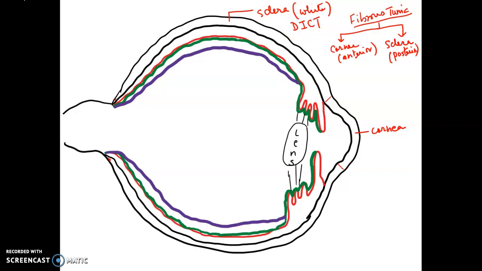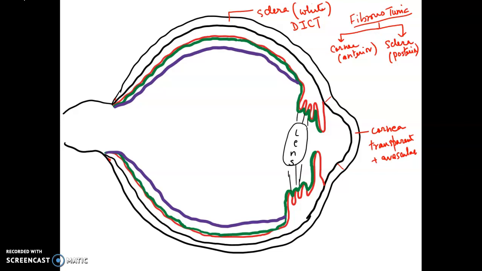Okay, what else do we need to know? Cornea, remember, is transparent. It's not white. Cornea is transparent and it's avascular. What do we mean by avascular? Cornea does not have blood supply, right?